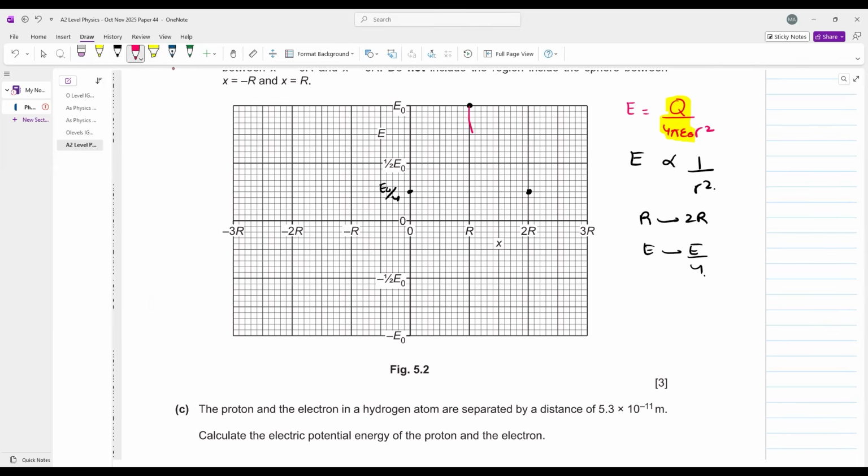Just take these 2 points and draw a curve between them. Like this. Similarly, do it on this side. At a value of negative R, you have an electric field strength of negative E naught. At a value of negative 2R, you have an electric field strength of what? Negative E naught over 4.